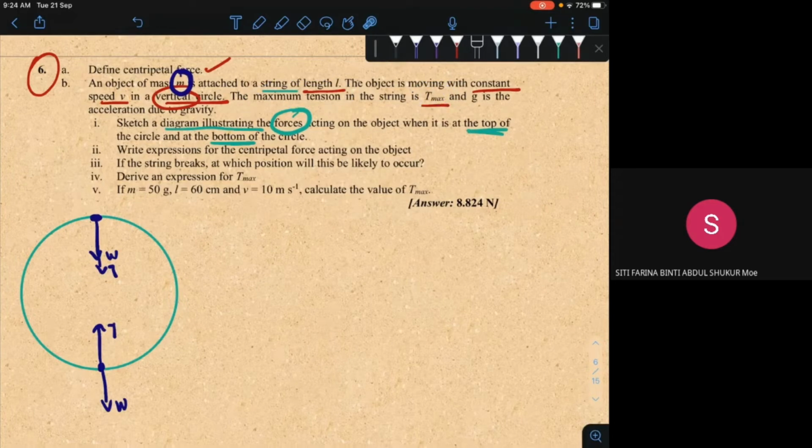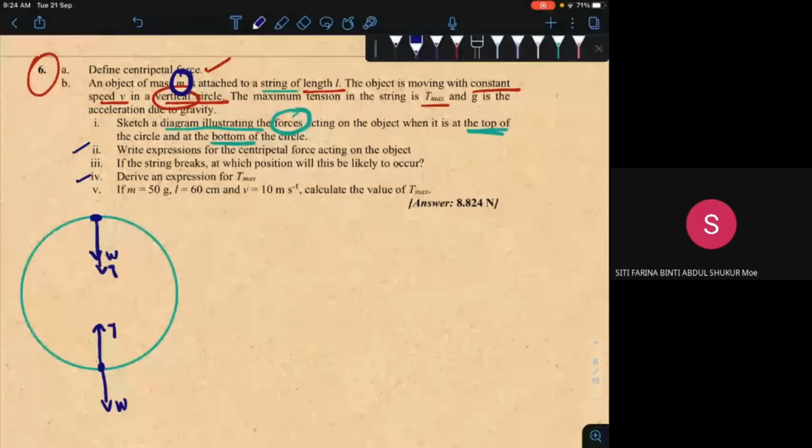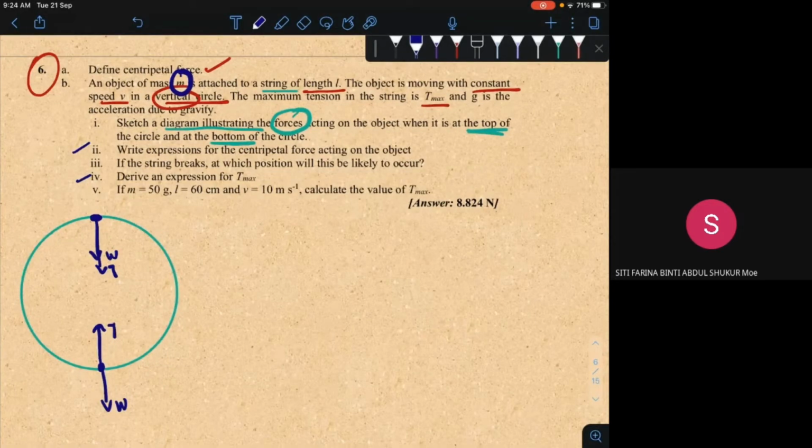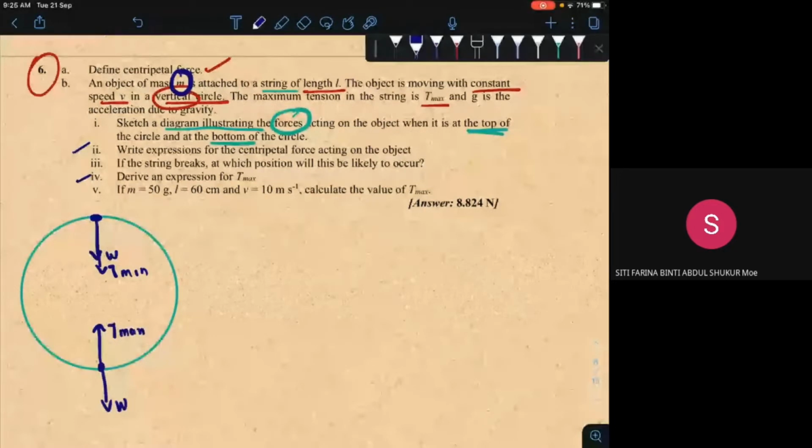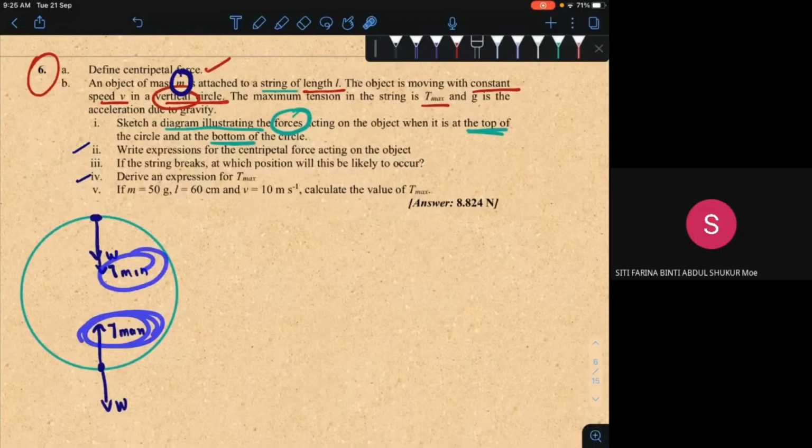So you have to identify whether at the top or at the bottom you are going to experience the maximum tension. Usually, your tension at the top and bottom, one will be maximum and one will be minimum. How do you know whether it's maximum or minimum is actually basic. T minimum will be at the top, T maximum at the bottom. While we answer the next question, to express the equation and to derive the expression, we will see why T maximum and T minimum are like this. So I write it first so we can relate back later. Okay, this case is fixed. It means it is always minimum at the top, maximum at the bottom. It's always like that. Why, we will look at the following questions first and then we can relate.